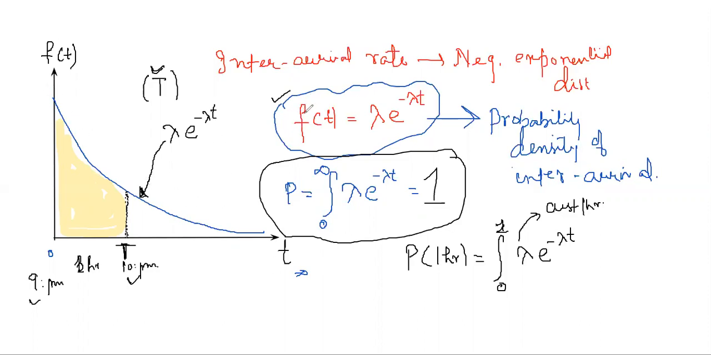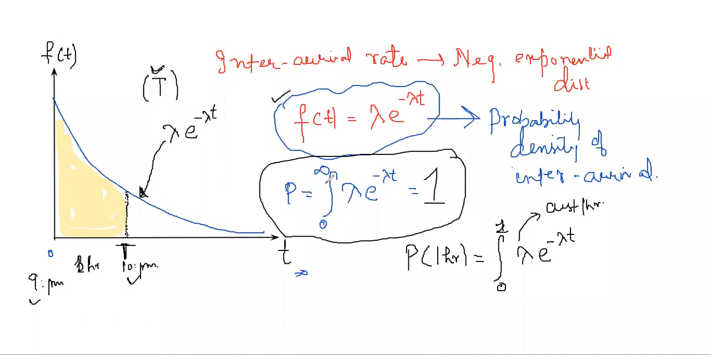To obtain the probability of a certain inter-arrival time, now we don't know what the inter-arrival time is. We don't know what will be the time between two successive arrivals. Therefore, again, this will be a probability.